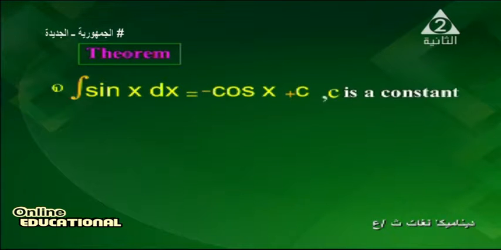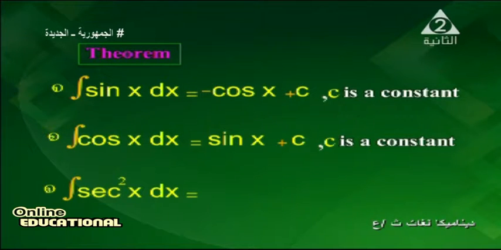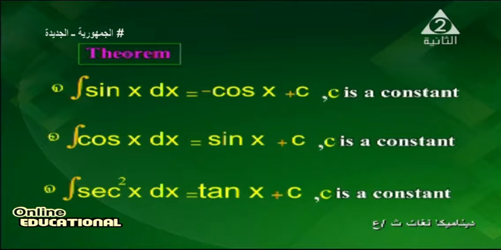Integration of sine x dx equals negative cosine x plus c, where c is a constant. When we integrate sine x, we get negative cosine x. Number 2, integration of cosine x dx equals sine x plus the constant c. Number 3, integration of sec squared x dx equals tan x plus the constant c. Now we can use the trigonometric integration in the following examples.